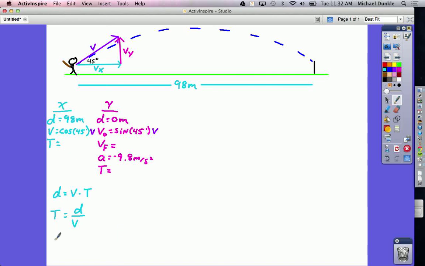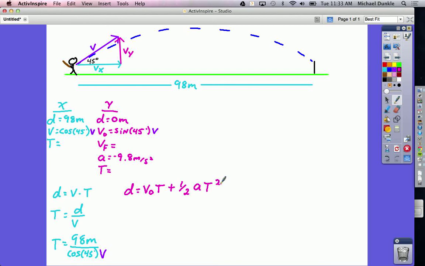When we plug in what we know, that would be 98 meters for our displacement, and the velocity is the cosine of 45 degrees multiplied by the actual velocity. We're going to do the same thing in the y direction. In the y direction, we're going to use our third kinematics equation, which is displacement equals initial velocity multiplied by time plus 1/2 acceleration times time squared. And I'm not going to rearrange this equation.